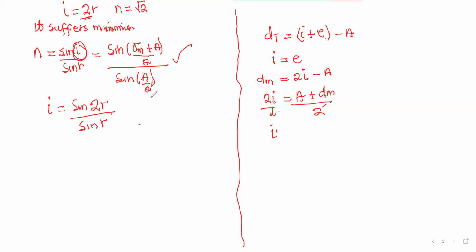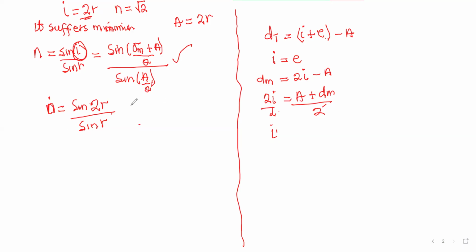Don't forget, at the minimum deviation, A is equal to 2r, and so r would also be equal to A over 2. We can also look at it from that side as well. And if this is the case, then we can determine the refractive index.